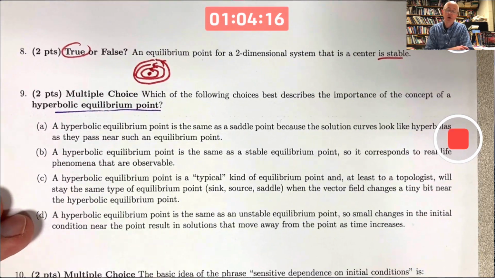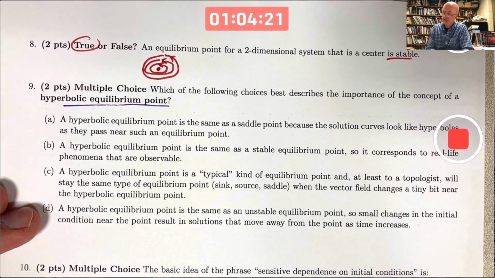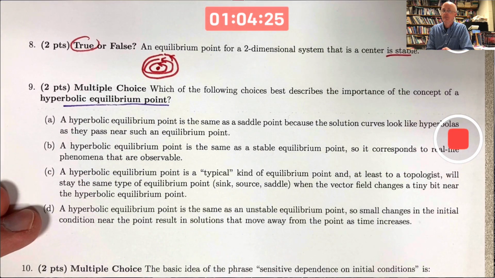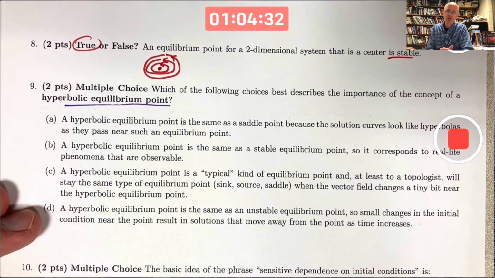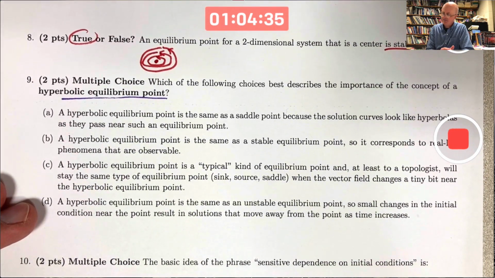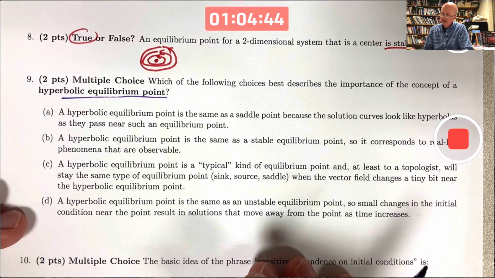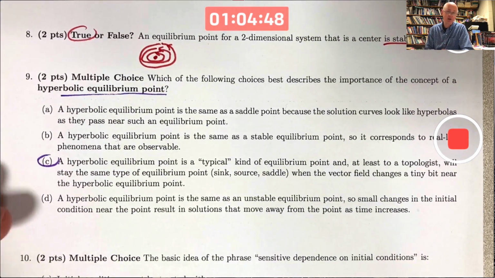The definition of a hyperbolic equilibrium point is that when you calculate the Jacobian matrix for the system evaluated at the equilibrium point, no eigenvalue has zero real part. If they're real eigenvalues, they're non-zero. If they're complex eigenvalues, they're not purely imaginary. And what that ends up meaning is that it's actually typical, not a place where a bifurcation occurs.